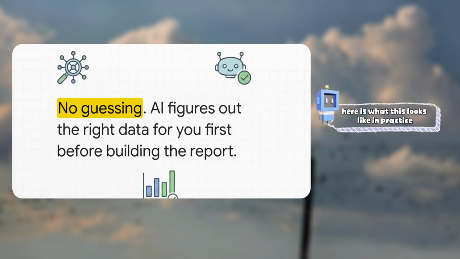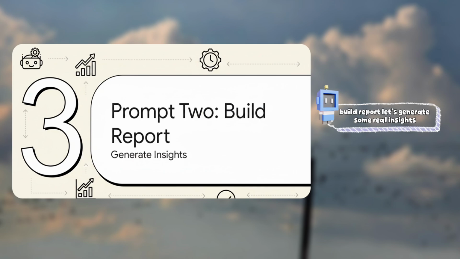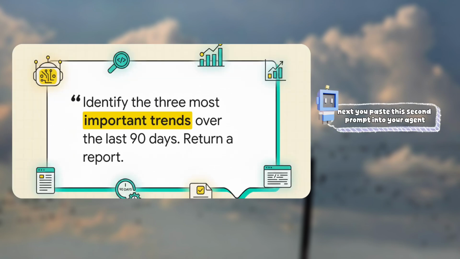Before we build, here is what this looks like in practice. Section 3. Prompt 2. Build report. Let's generate some real insights. Next, you paste this second prompt into your agent. In about 30 seconds, the AI downloads your 90-day time series data, processes the metrics, isolates key anomalies, and synthesizes everything.